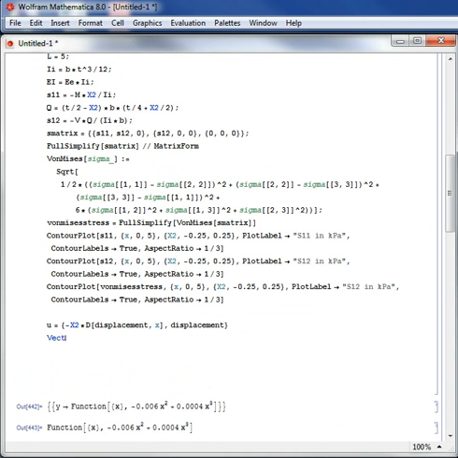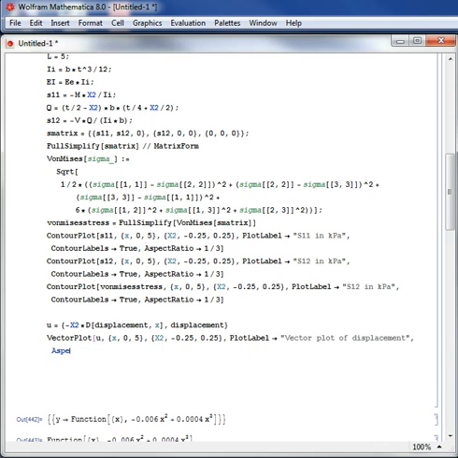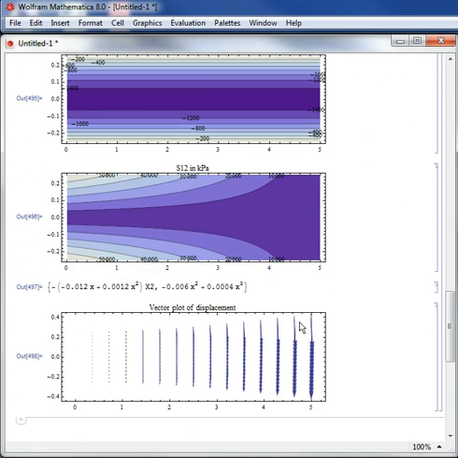I can now plot the vector plot of the displacement when x changes from 0 to 5 and x2 changes from negative 0.25 to 0.25, the thickness of the beam, and I will give it a label, vector plot of displacement. I will use an aspect ratio of 1/3. Shift enter, and here's the displacement of the beam, the vector plot of the displacement of the beam.